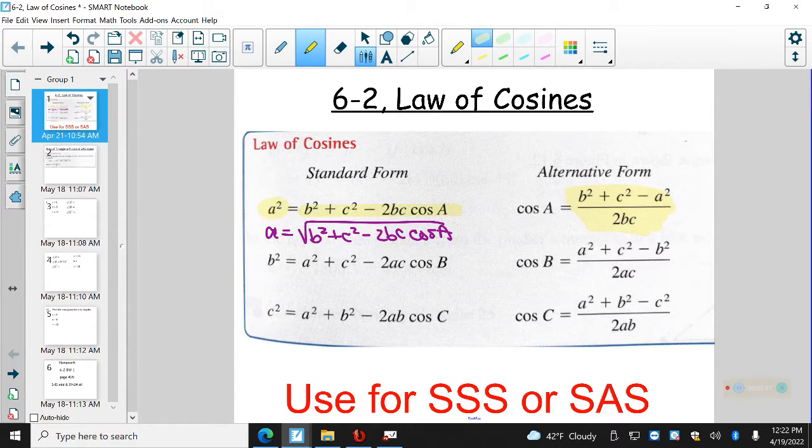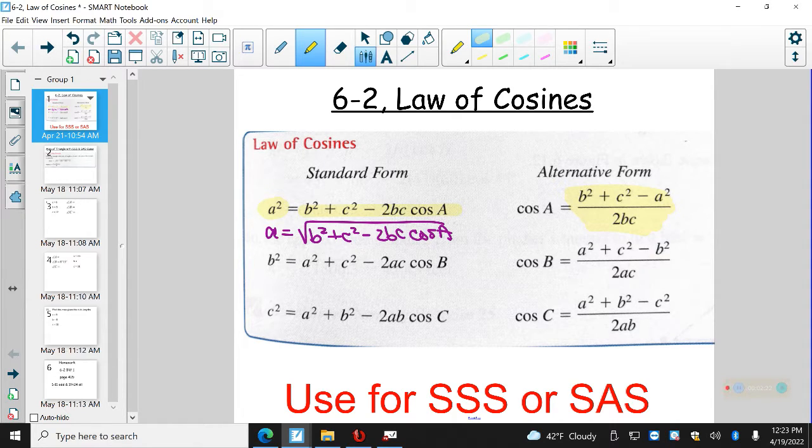You use the law of cosines for only 2 triangles. Side, side, side, and side, angle, side. That's it. You will be given all 3 sides, or you will be given 2 sides with the angle in between. That's the only scenario that you can use this. Let me give an example here in a moment.